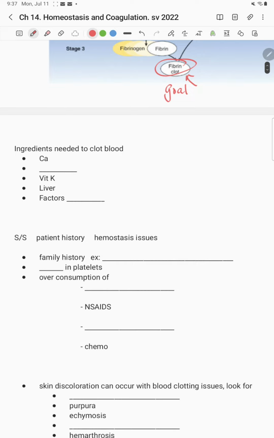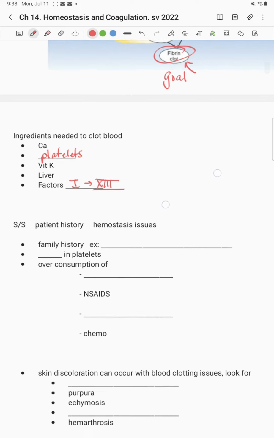Okay, so ingredients needed to clot blood. You need calcium, you need platelets, you need vitamin K, you need a liver, and you need your factors 1 through 13. Okay, now there's other ingredients as well. This is not an exhaustive list, but these are the ones we're going to focus on.